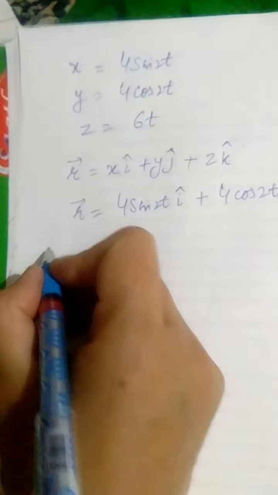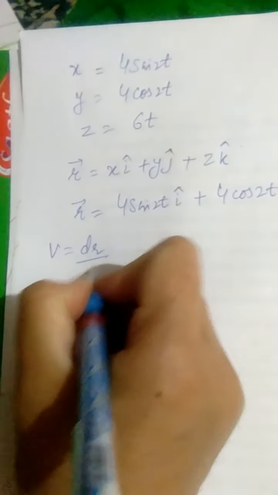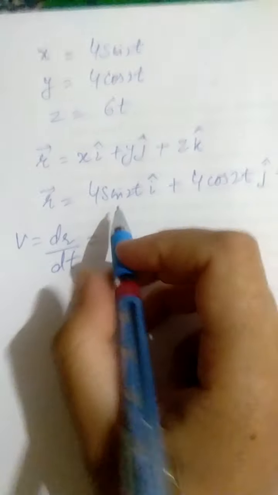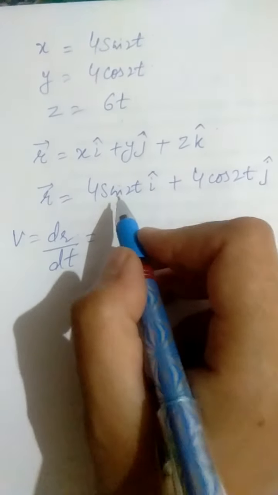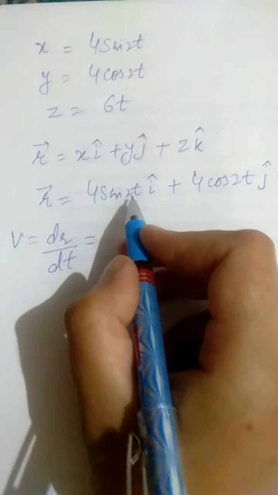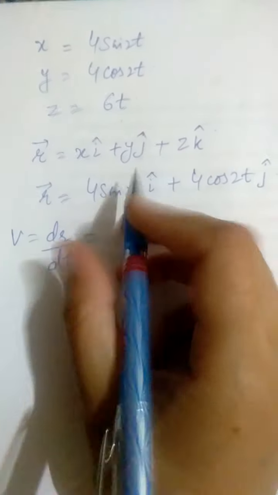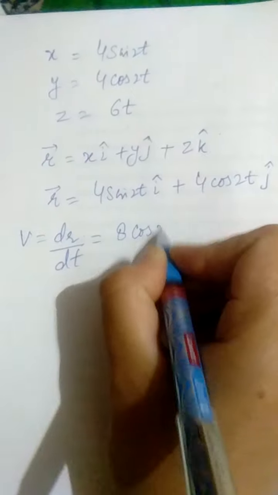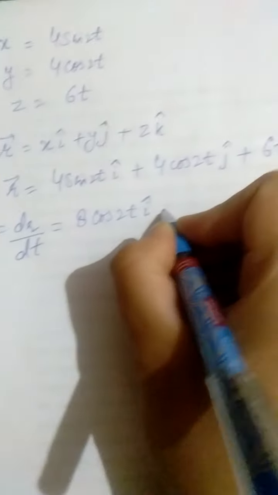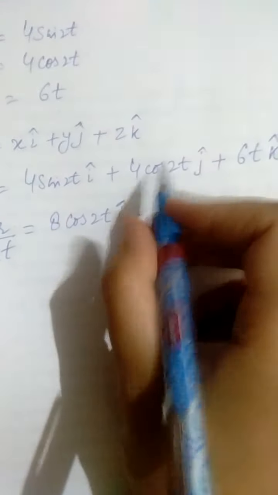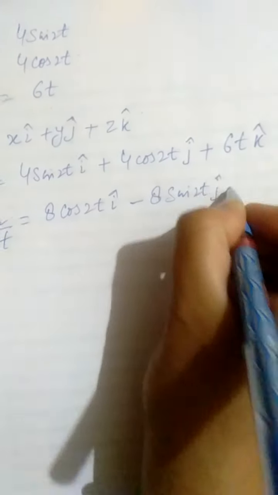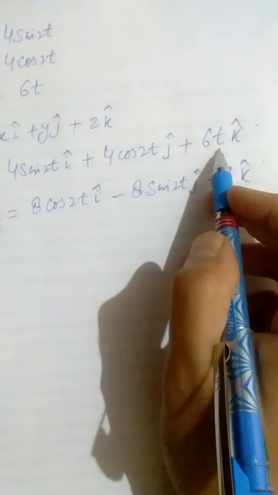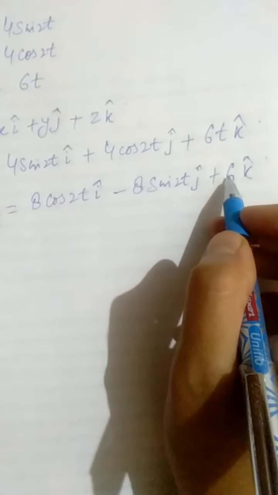Now what is the velocity? We know that it is dr by dt, the time derivative of the position vector. So how much is that? Let us differentiate it with respect to time. Differentiation of sine is cos. All of you know that. In the internal differentiation, this 2 will also come outside, right? So you will have 8 cos 2t i. Now differentiation of cos is minus sine. So this will be minus 8 sine 2t j plus 6k, right? Because in the differentiation, this t will not survive. You will only be left with 6.